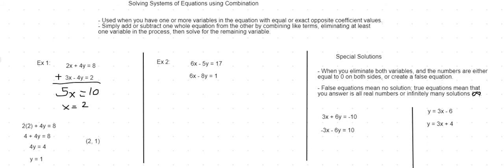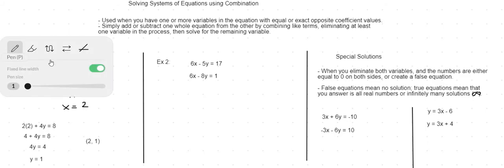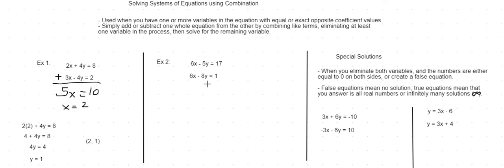All right, so let's say that I have this next. I've got 6x minus 5y equals 17, and 6x minus 8y equals 1. Now if I look at the coefficients, I got a 6, a 5, another 6, and a minus 8. The 6s are exactly the same. So when you've got two things that are exactly the same, what you're going to want to do is change the signs of every single thing in the second equation. I think I meant to have this as a negative 1 as well. Let me just add a little negative sign there.